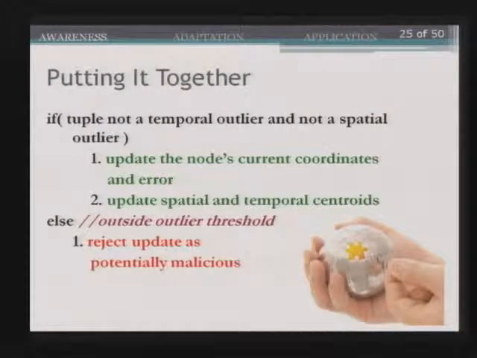And so to put it all together, quite simply, if the tuple is not a temporal outlier and it's not a spatial outlier, well then the data is used to update a node's current coordinates and error, and is included in the data set that is used to calculate the spatial and temporal centroids. Otherwise, it is rejected as being potentially malicious and is not used in future calculations.